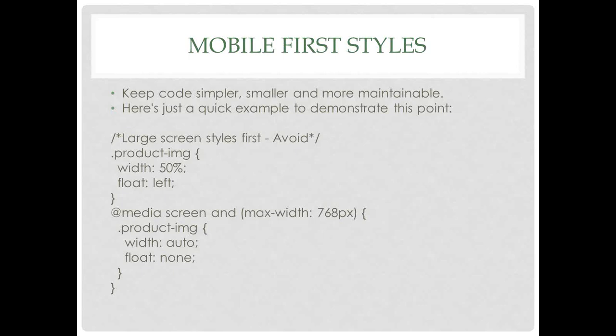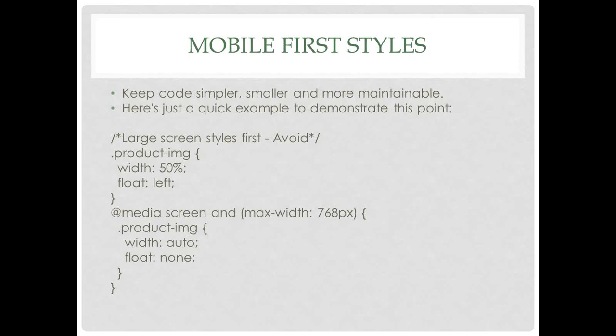In order to keep the code simpler, smaller and more maintainable, we can define mobile first styles on top, and if we want to change the styling for larger screens, then we can add it at the bottom. Let me explain with an example why I am saying so. If we are doing a mobile last approach, that is, if we are developing sites for desktops first and then squeezing their experience for mobile devices, this is what we are going to do.